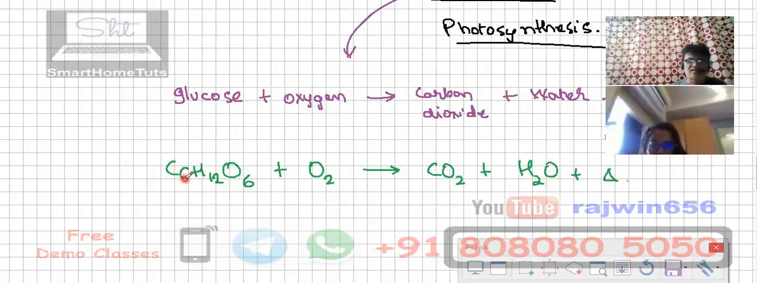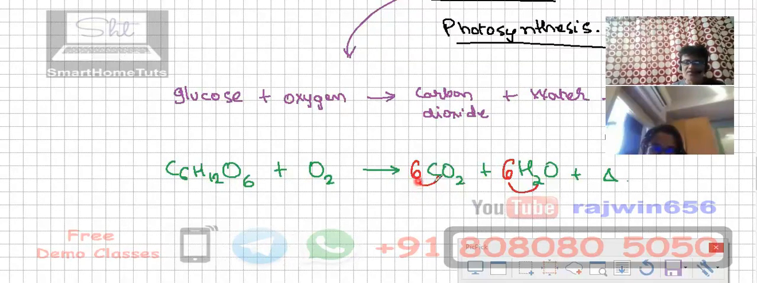Here C6 means 6 carbon atoms are there. So I'm going to multiply this number by 6. This gives me 6 carbon atoms. How many hydrogen atoms are over here on the left hand side? 12. Okay, 12 are there. So I'm going to multiply this also by 6. So it's going to give me 6 H2O, 12 hydrogen. Now we check for the oxygen atoms that remain.